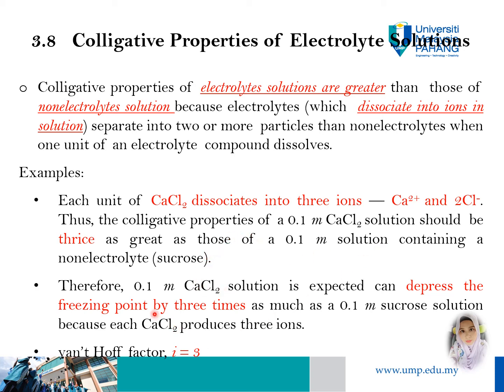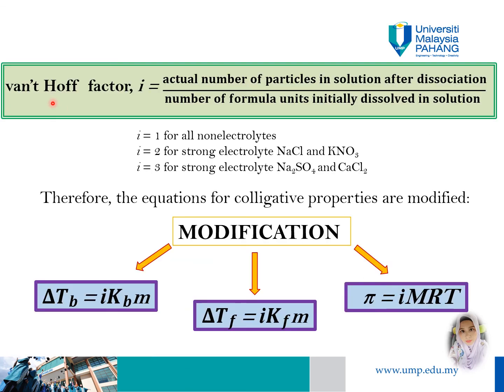This means that a 0.1 molal calcium chloride solution is expected to depress the freezing point three times as much as the 0.1 molal sucrose solution, because it has three ions, which is the van 't Hoff factor, where i is equal to 3. The van 't Hoff factor i is equal to the actual number of particles in solution after dissociation over the number of formula units initially dissolved in solution.